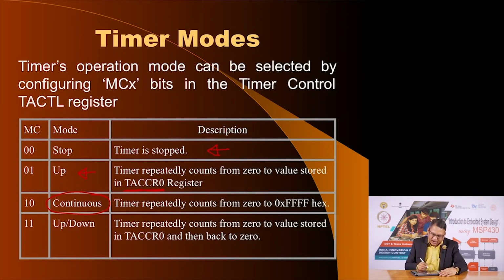And then you have an up down mode where it goes from 0, counts up to a maximum value and decrements from the maximum value to 0 and so on and so forth. So, you will see in the up count it goes like a ramp, in the continuous mode also it goes like a ramp, but the maximum value is FFFF. In the up down mode it goes like a triangle waveform. We will see this in the diagrams here.